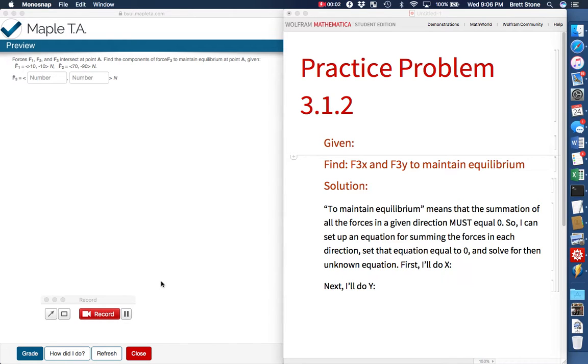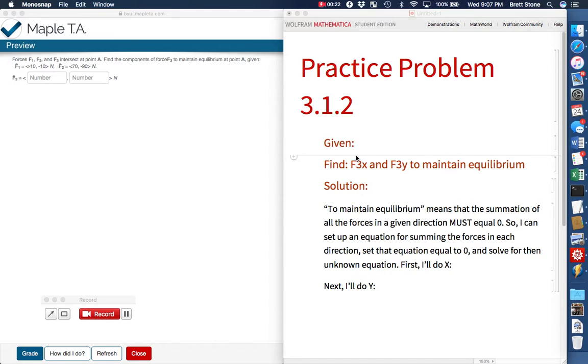Hey guys, I just wanted to go through a practice problem with you and show you how to do it in Mathematica. So I've chosen practice problem 3.1.2. It's a pretty simple problem, but we'll go through a couple different ways you can solve it, and one of the ways at least that we'll show you here with Mathematica might be useful for other problems.